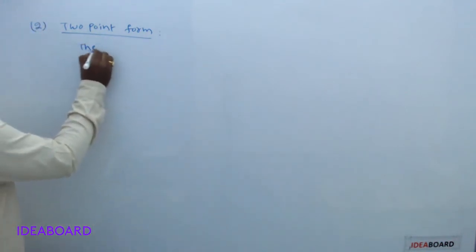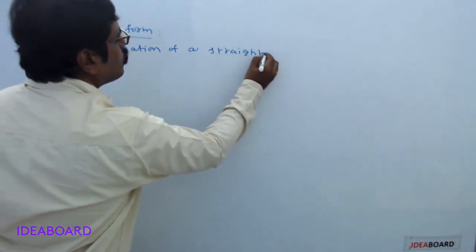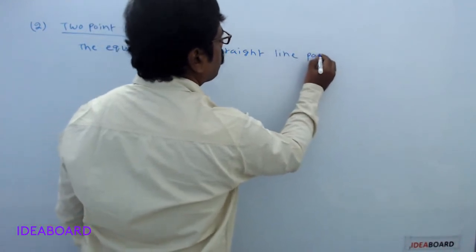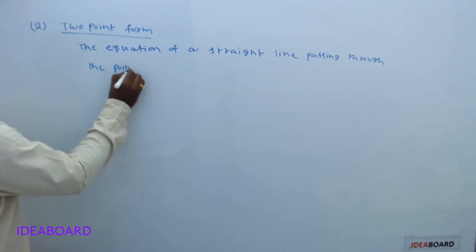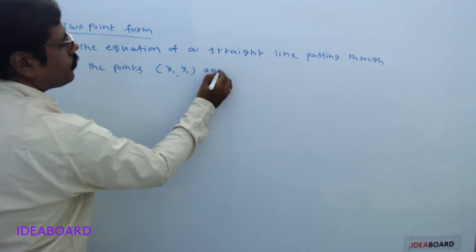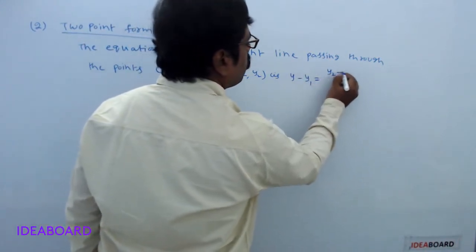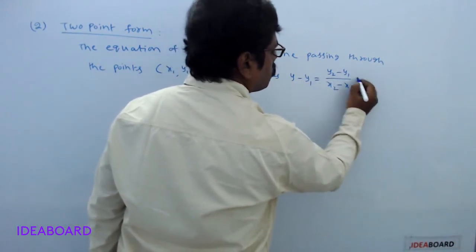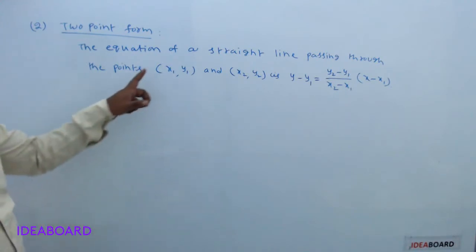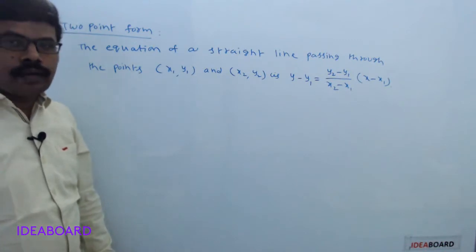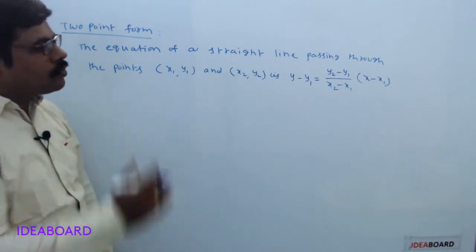The equation of a straight line passing through the points x1, y1 and x2, y2 is y minus y1 equals y2 minus y1 divided by x2 minus x1 into x minus x1. Now come to the proof of this formula.